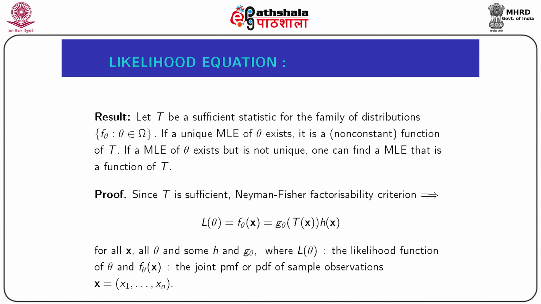As an outline of proof, since T is sufficient, using the Neyman-Fisher factorizability criterion, we can say the likelihood function L(theta), which by functional form is nothing but the joint PDF or PMF f_theta(x), is equal to g_theta(T(x)) times the function h(x), for all x and for all theta, for some h and some function g_theta, where L(theta) is the likelihood function of theta and f_theta(x) is the joint PMF or PDF of the sample observations x = (x1, x2, ..., xn).